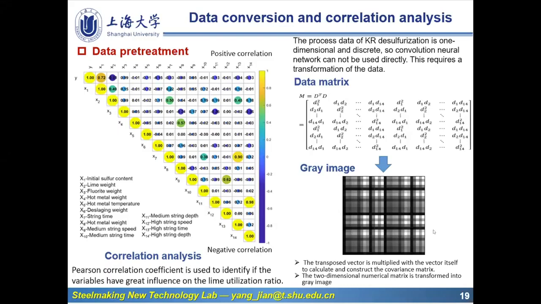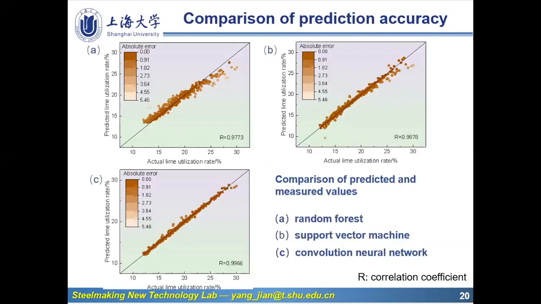And here is a comparison of the prediction accuracy for the 3 models. You can see, from the R, the correlation coefficient, that the third one, the convolution neural network, has a better accuracy for the prediction.